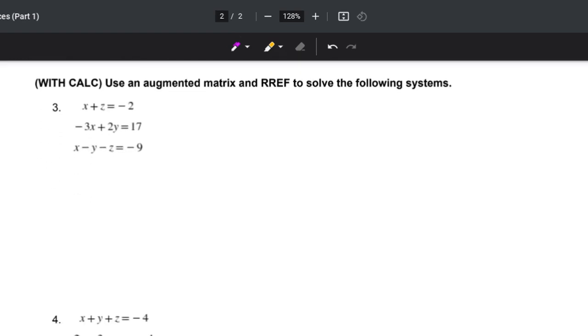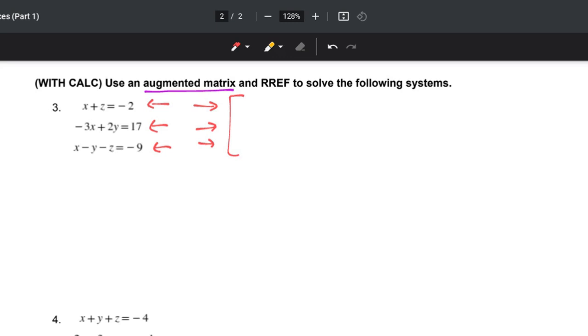And we're going to first set up the augmented matrix, and then we're going to use our calculator to actually solve the system of equations. All right, so let's set this up first. Count how many equations there are. We're going to have this many rows in our matrix.